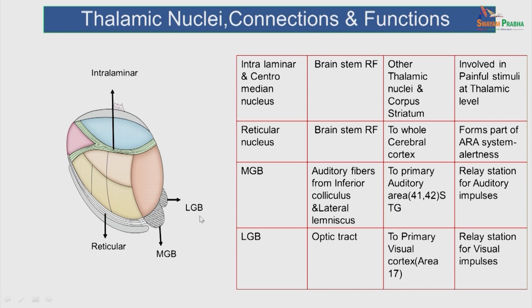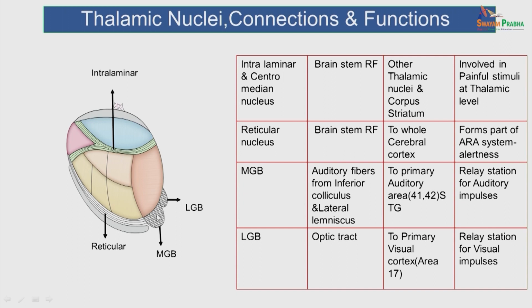Then the reticular nucleus, which is present in the extramedullary lamina on the lateral aspect of the thalamus. It also receives afferents from the brainstem reticular formation. It sends efferents to the whole of the cerebral cortex. So, it forms a part of the ascending reticular activating system, and the alertness of the person to the environment is managed by this nucleus through the reticular formation.